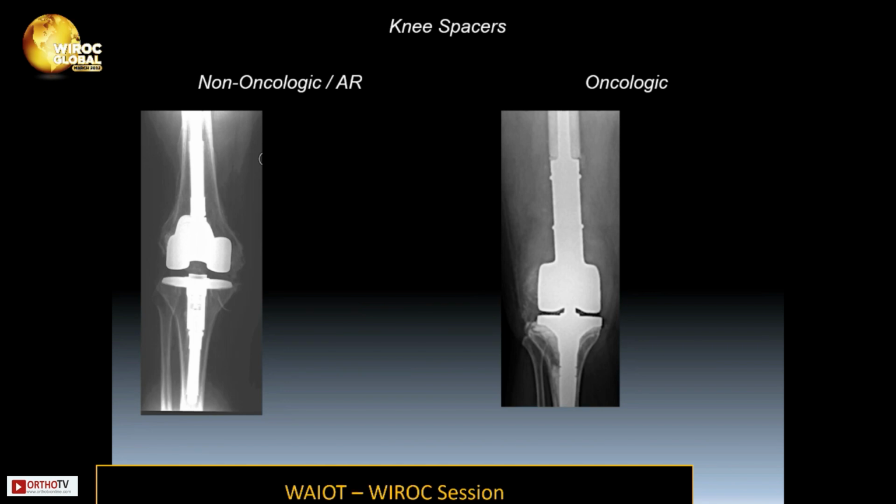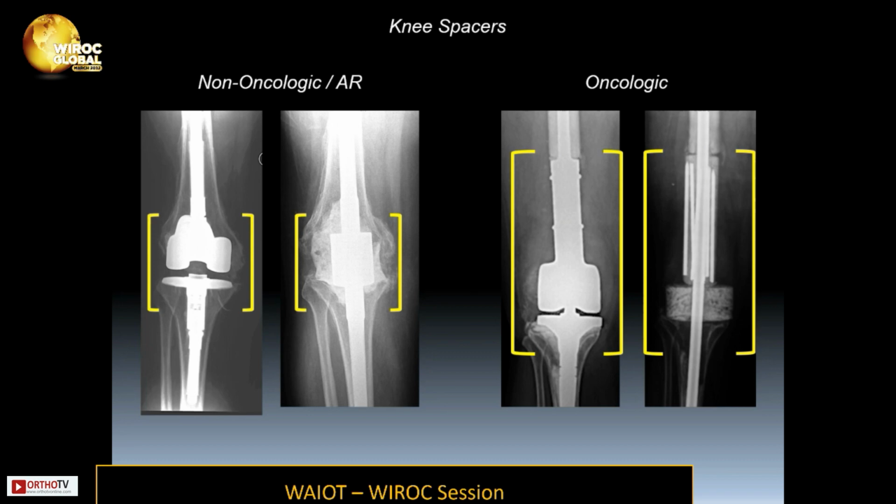Just a note about knee spacers. In non-oncologic or adult reconstructive cases, as you can see here, there's a much smaller bone gap, whereas in oncologic cases, the gap is much larger. In non-oncologic cases, weight-bearing endoprosthetic arthrodesis constructs are possible, whereas in oncologic cases, a more creative reconstruction is required.